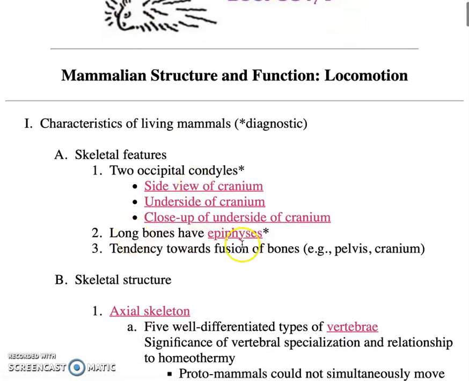The second characteristic that all mammals share, a diagnostic characteristic, is the presence of epiphyses. So if you look at long bones through the body, those are bones like the leg bones and the ribs and the arm bones, they have sections where bone growth occurs.